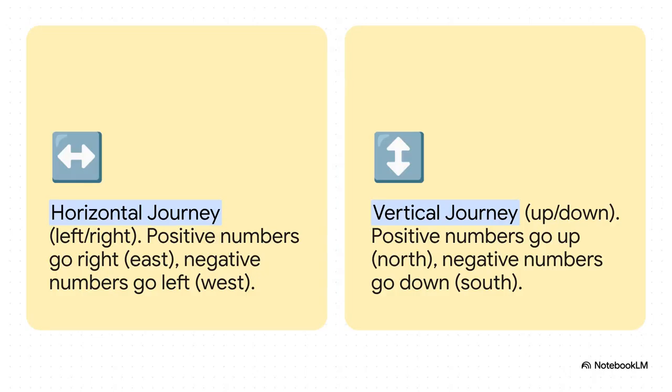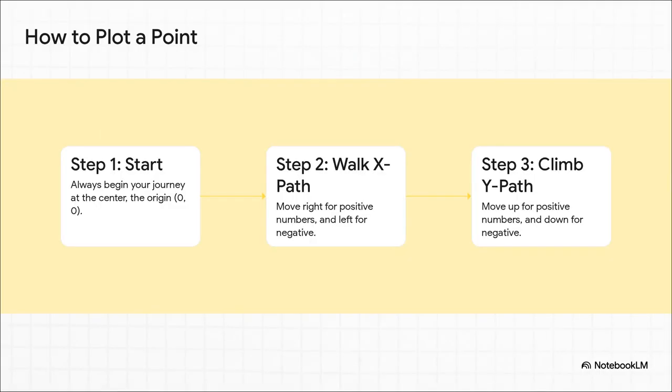This setup makes every journey super simple, really. It's just two moves. The first number, the x-coordinate, tells you how far to walk left or right. Positive numbers mean go right, negative numbers mean go left. Simple. The second number, the y-coordinate, tells you how far to climb up or down. Positive is up, negative is down. That's it. It all boils down to two simple actions. Walk, then climb. And that's literally the entire recipe for finding any point on this map.